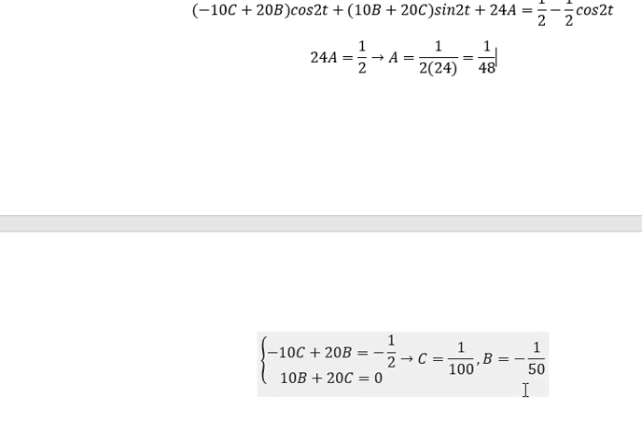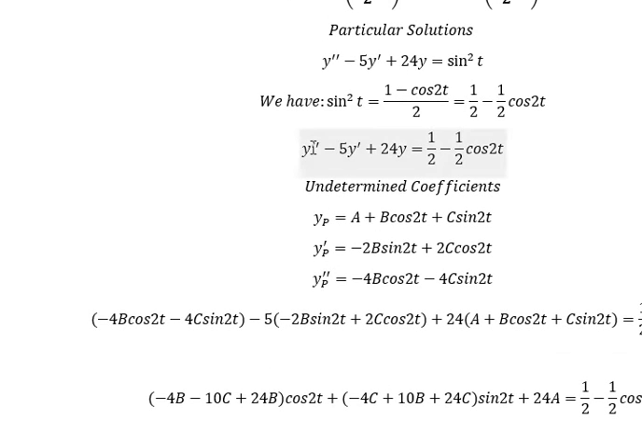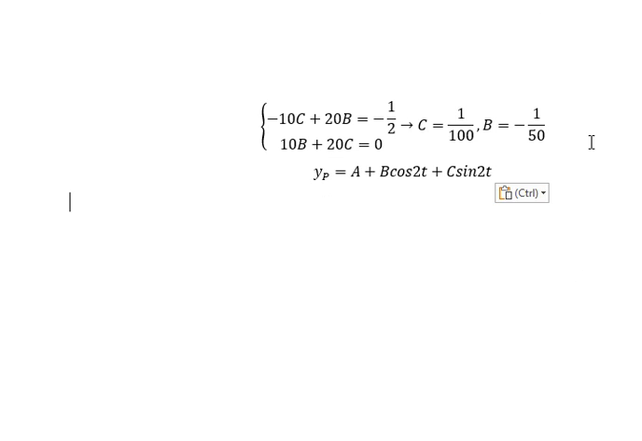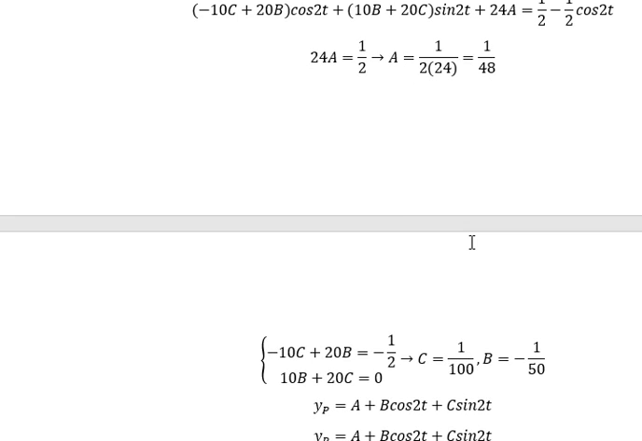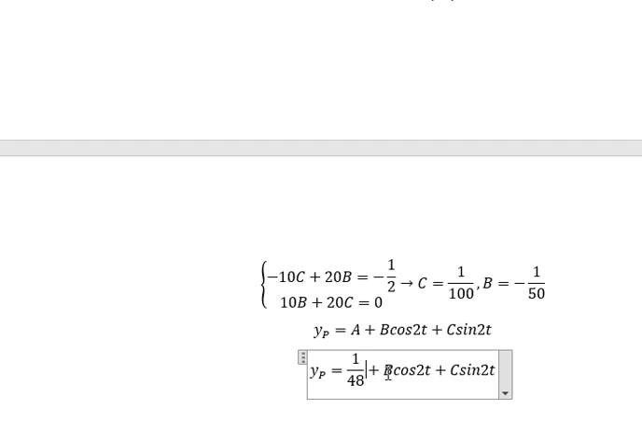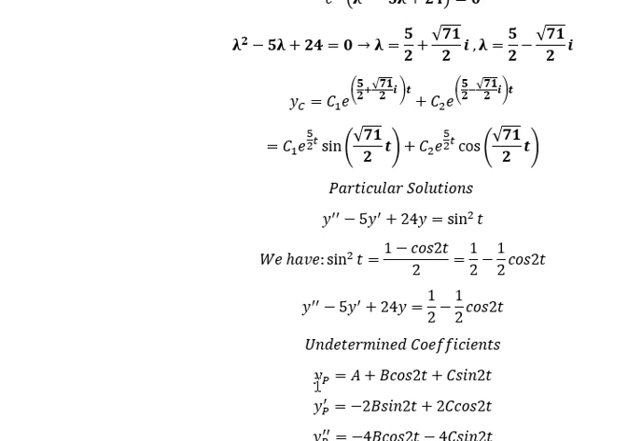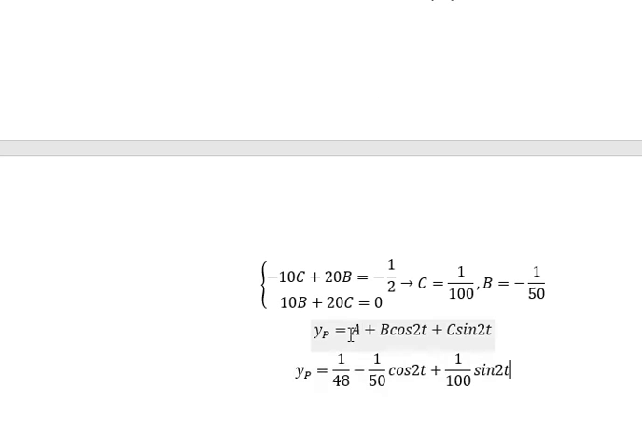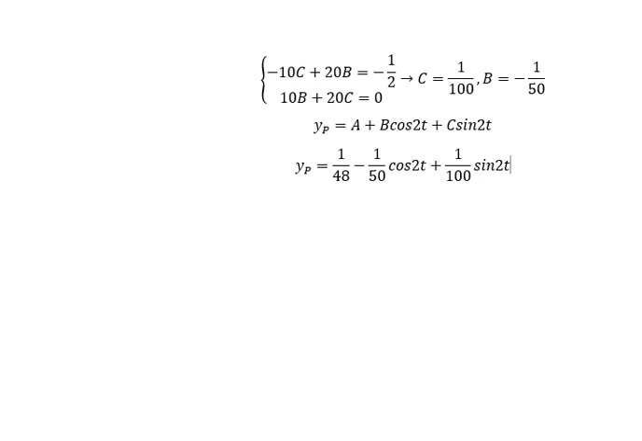Now we put a, b, c, going back in here. So a equals to 1 over 48. b equals to negative 1 over 50. And c equals to 1 over 100. And now we combine yc and yb in here. So we have the final answer.